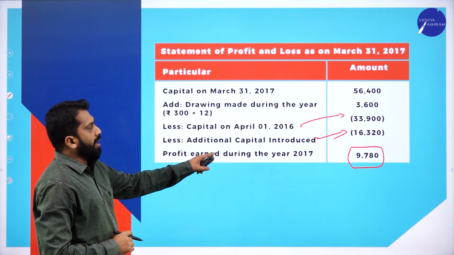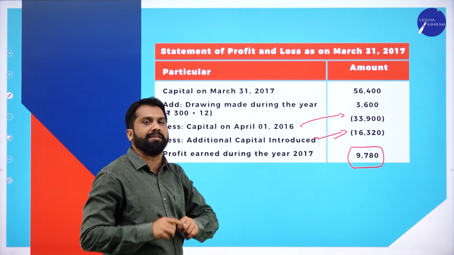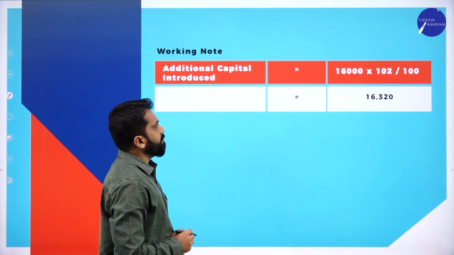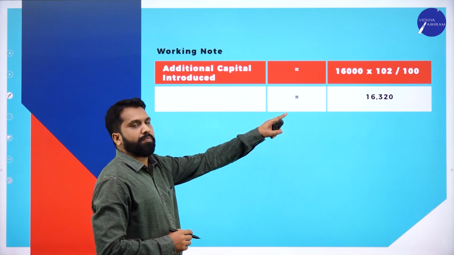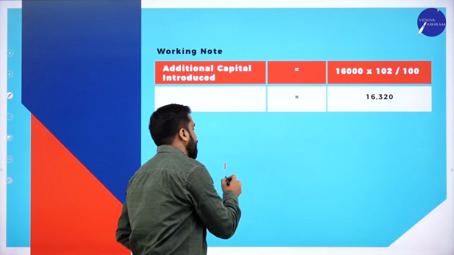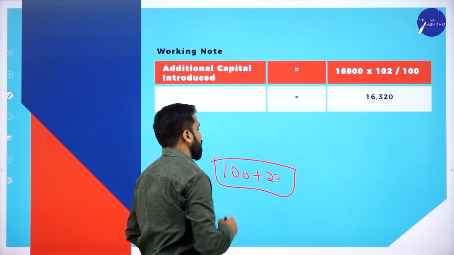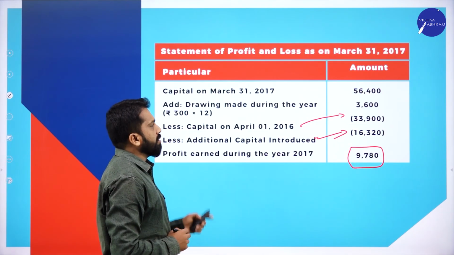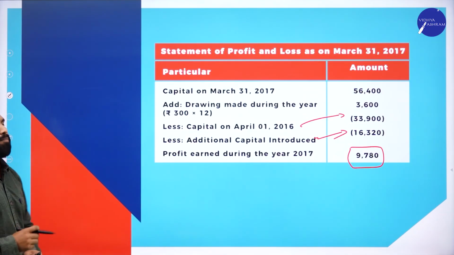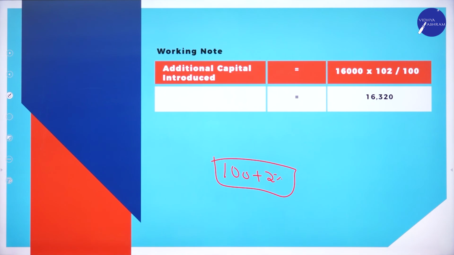9,780. For your additional capital of 16,320, we have done a small calculation. I'll show you that. This is your calculation: 16,000 into 102 by 100. How come it is 102? 100 plus 2% premium. Clear? Yes. So this will be your calculation. So this is your final answer. Please take a screenshot of this. This is your working note.